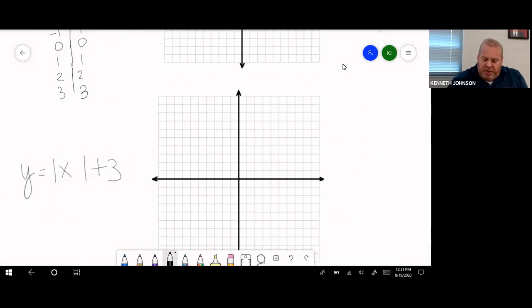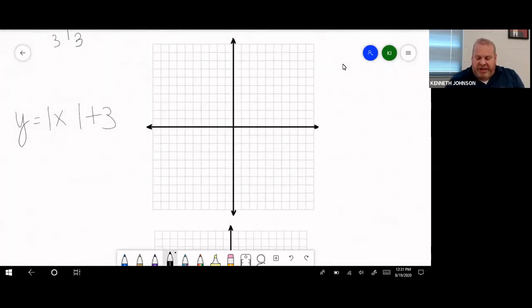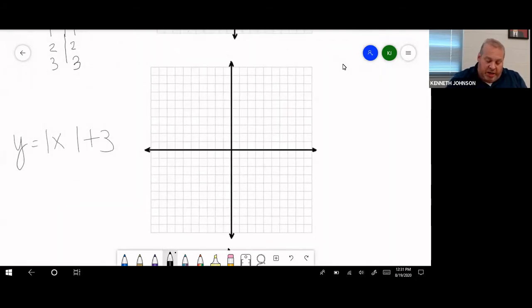So let's look at another one. Absolute value of x plus 3. We can do the same thing, a little t-chart. I'm not going to even do the chart. I could, but if I plug in -3, absolute value of -3 is 3. 3 plus 3 gives me 6. 1, 2, 3, 4, 5, 6. Plug in -2. The absolute value of -2 is 2. 2 plus 3 is 5. Absolute value of -1 is 1. Plus 3 is 4. Absolute value of 0 is 0. Plus 3 is 3.